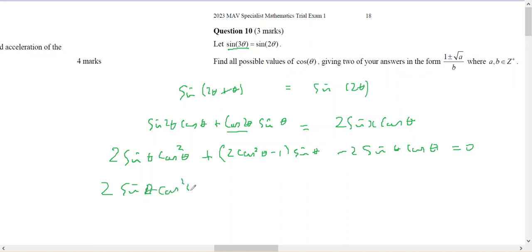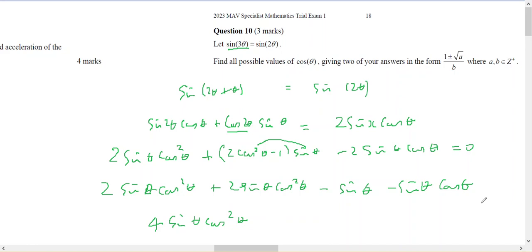So 2 sine of theta cos squared theta plus 2 sine of theta cos squared theta. So that gives me 4 of them. Sine of theta cos squared thetas minus sine of theta, and then minus the sine of theta cos of theta, minus the sine of theta cos, minus, there's 2 of them, 2 sine of theta cos of thetas equals 0.